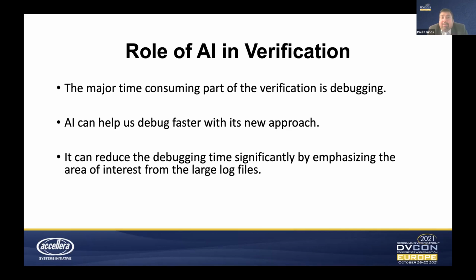So AI can help us debug faster with some new approaches. There are new approaches in the market that can help us debug faster and save that time. The faster you debug, the faster you get to the root cause of the problems between the design and verification, and we are able to solve the issue, go ahead and get to the sign off.